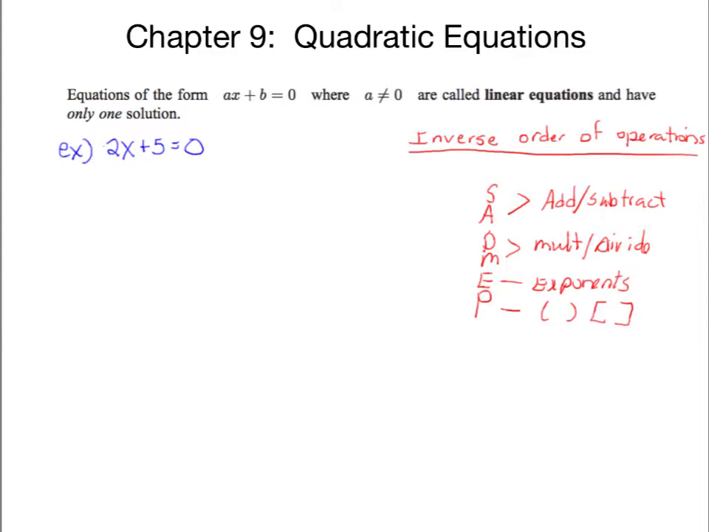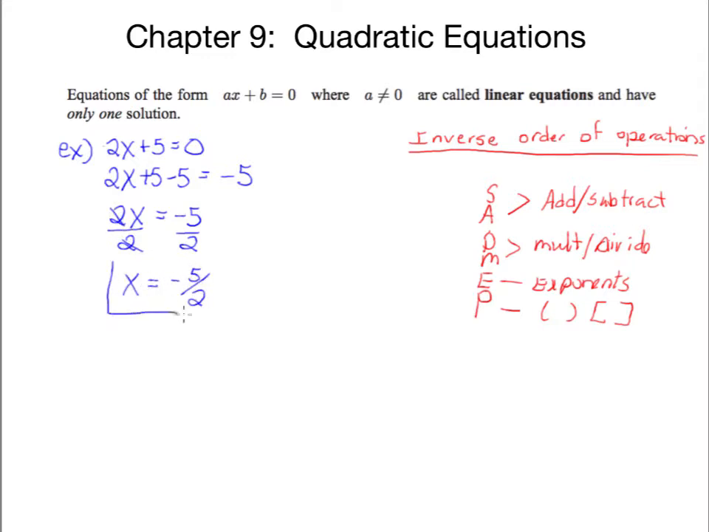So back to our example, we look at our equation, we ask what is happening to the x? Well, we're multiplying by 2 and then we're adding 5. But according to the inverse order of operations, we need to work with this adding 5 first. And we do the opposite of adding, which is subtract 5. But remember, what you do to one side of the equation, you must do to the other side. So now we have 2x is equal to negative 5. Now we are multiplying x by 2, so the opposite of multiplying is divide. x is equal to negative 5 halves.